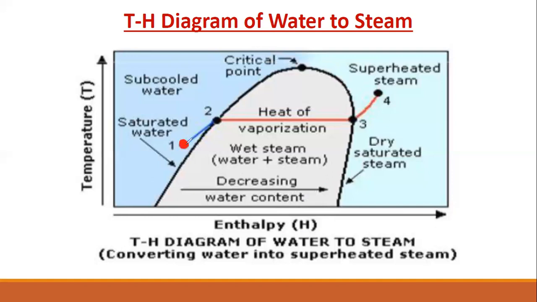Suppose this is point one. This point is the water point. So what is the water point? That means it has a temperature, suppose 60 or 70 degrees Celsius. So a certain amount of water that has a temperature, but definitely less than 100 degrees Celsius.